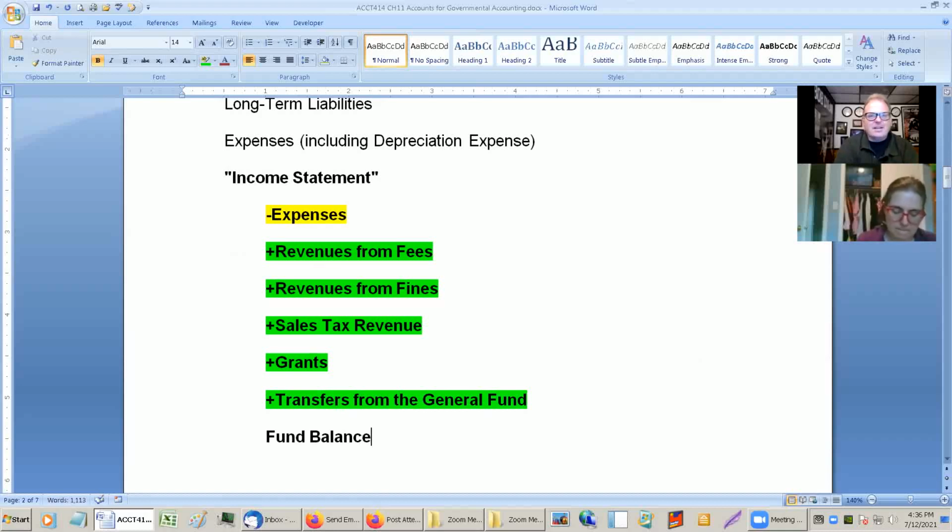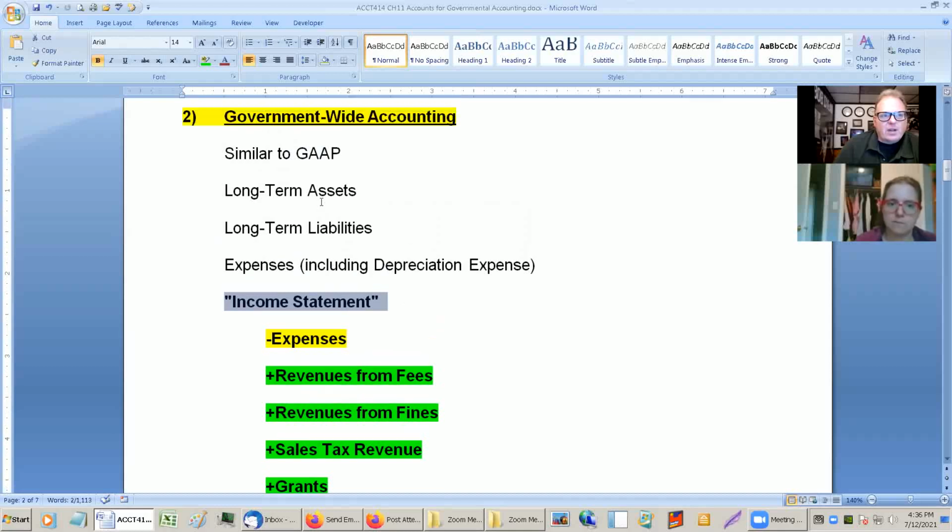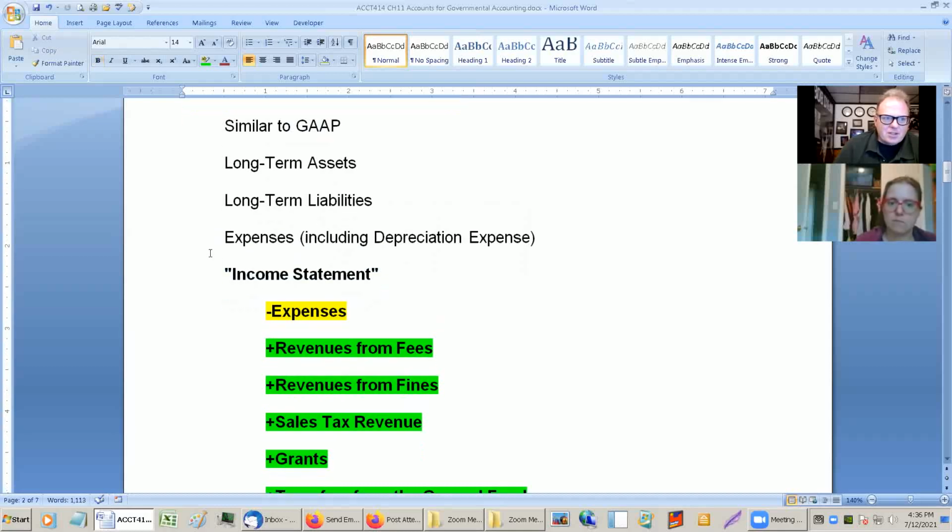And again, it's kind of funny, because it's the wackiest statement I think we have in all of accounting. But with the government-wide, everything else is just like you would think. The balance sheet will look exactly the same.